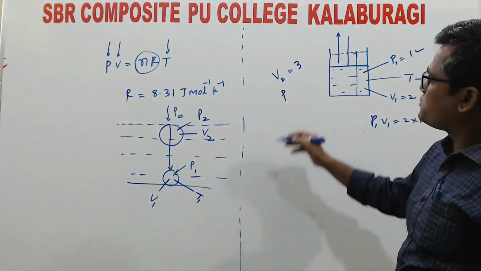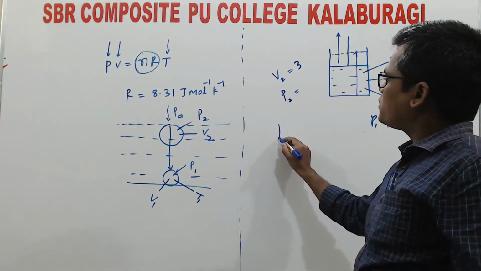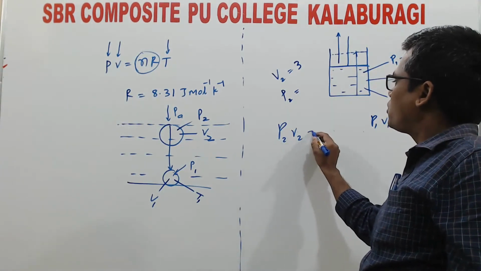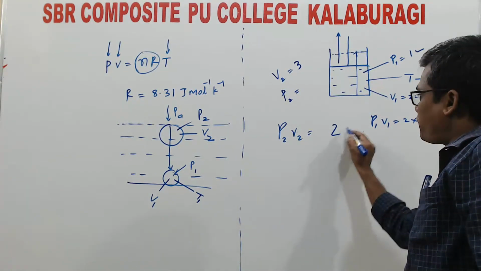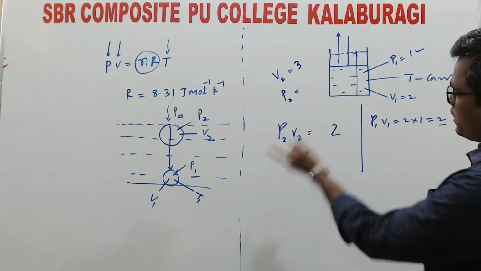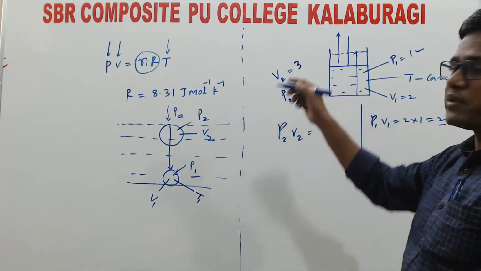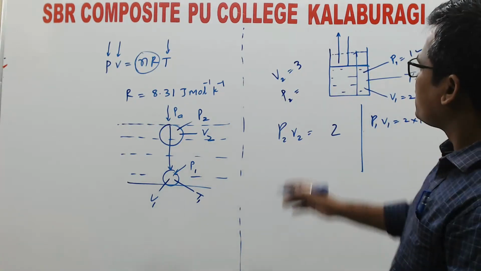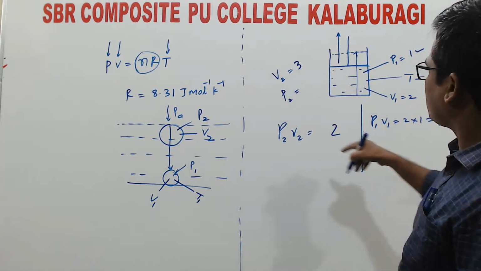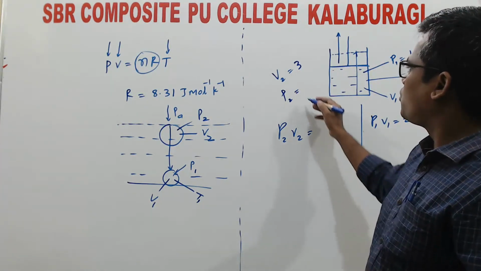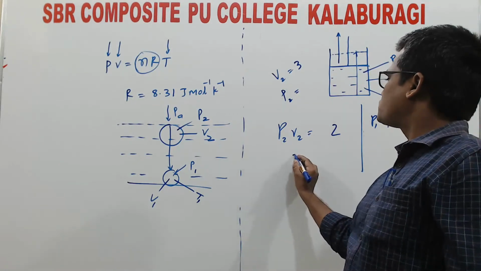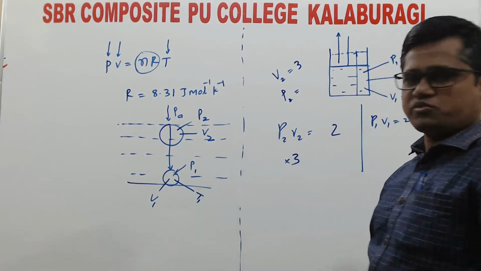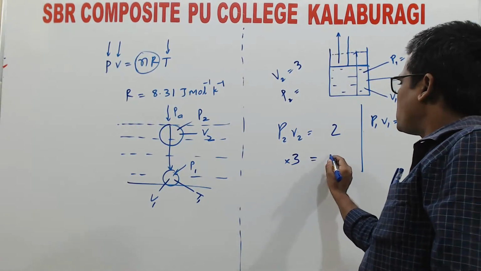The pressure will be such that what is P2 V2? Here P1 V1 will be 2, so the result definitely will come 2. To have 2, the pressure and volume automatically adjust their values. As volume increases, pressure will decrease in such a way that we have 2. Some fraction value you have to take here. So let me take V2 as 3, and what should P2 be? That result must be 2.